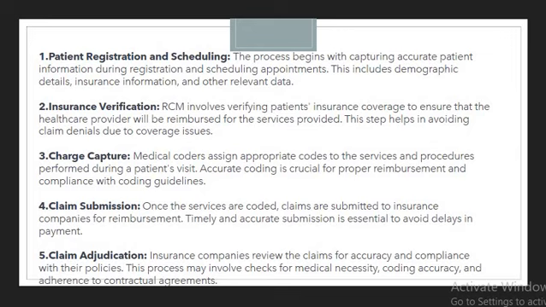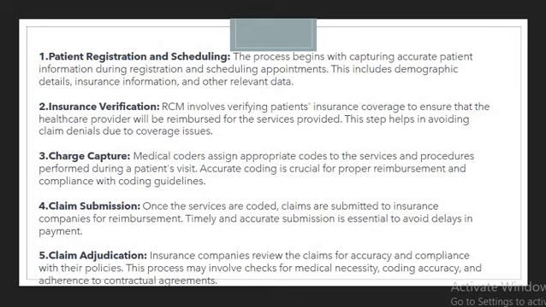Then the third point is charge capture. What comes here? Medical coders assign appropriate codes to the services and procedures performed during the patient visit. So this thing we have already covered, right? That's why I covered the basic things before, because now we have an idea who a medical coder is and how the code is assigned. Accurate coding is crucial for proper reimbursement and compliance with the guidelines. So we know that coding plays a vital role in the reimbursement process.